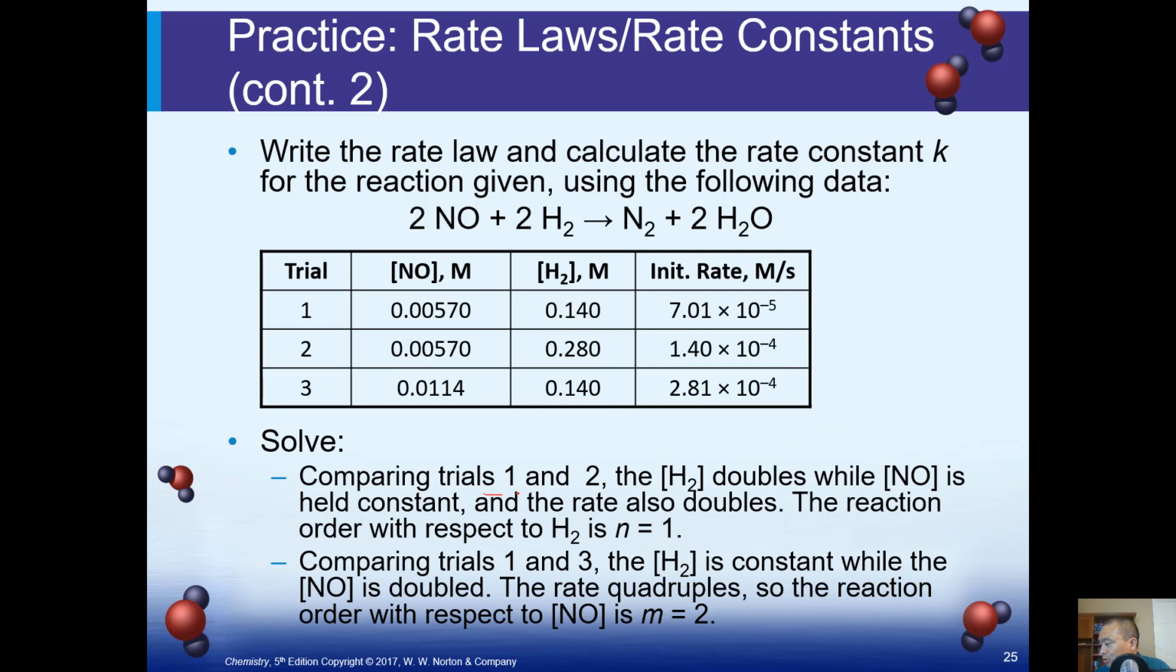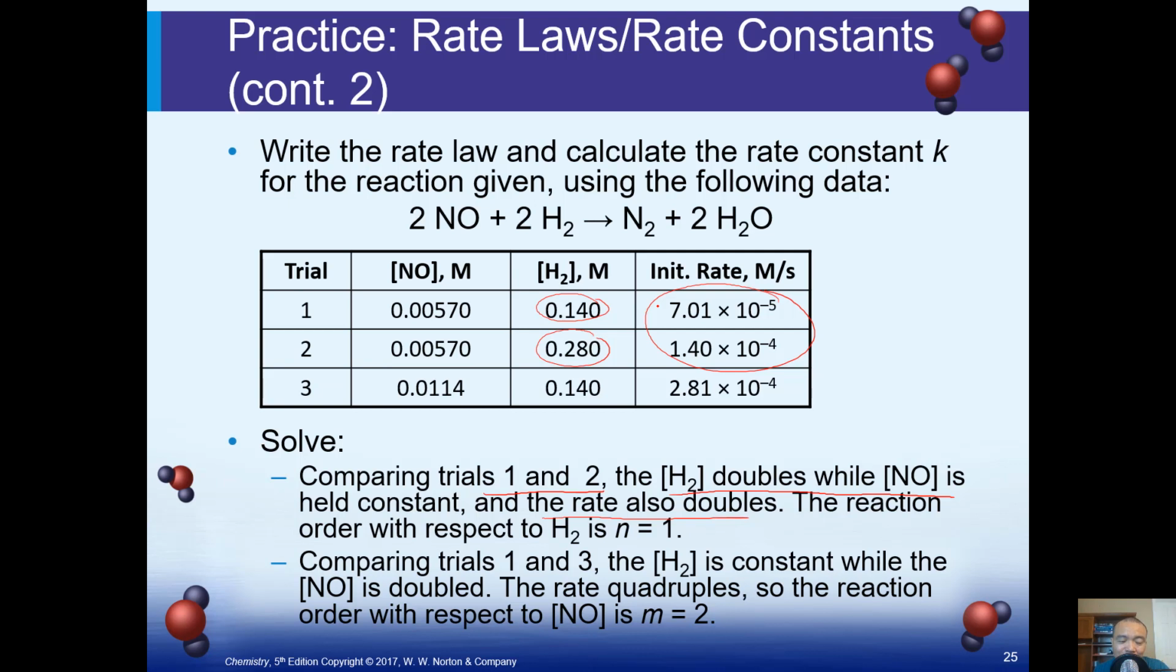When we compare trials 1 and 2, the H2 concentration doubles from 0.140 to 0.280. And the rate also doubles, as you can see from this too.